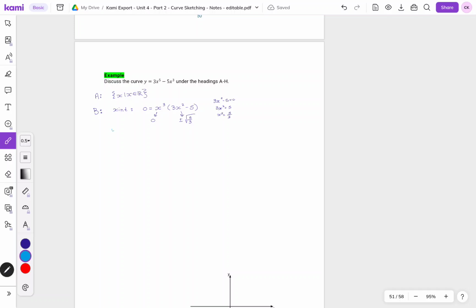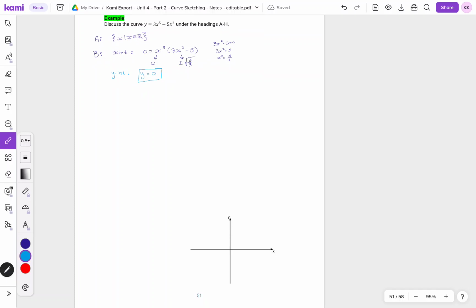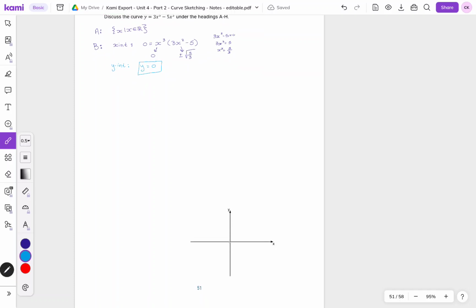All right. We're going to do the y-intercept. So we're going to make x equal 0. Well, that's easy. It's just 0. All right, and again, I like to plot these points as soon as I get them. So I know I have a point here at 0, 0. I know I have a point here at negative the square root of 5/3. And I have a point equidistant on the other side that's the square root of 5/3.